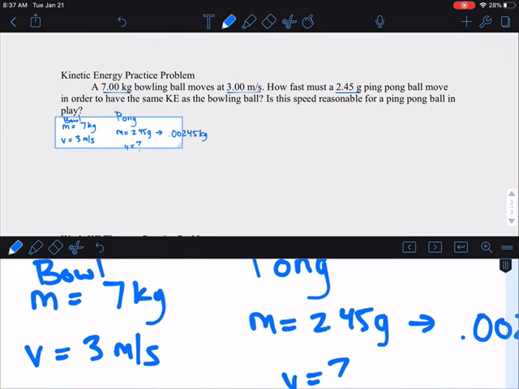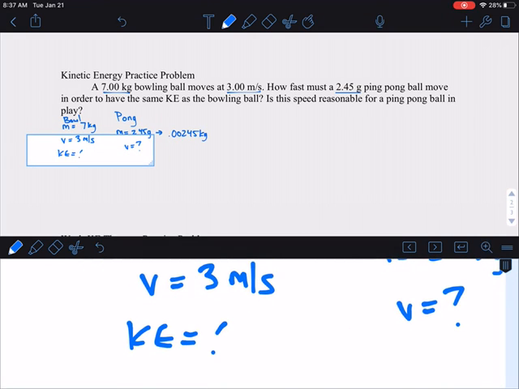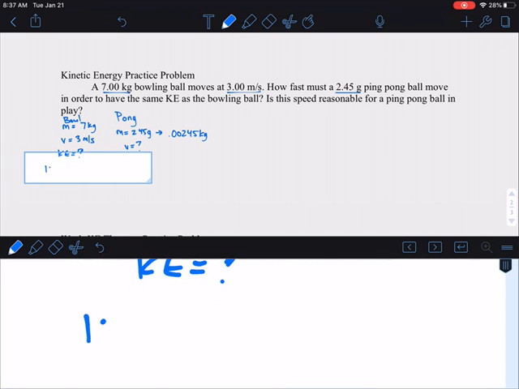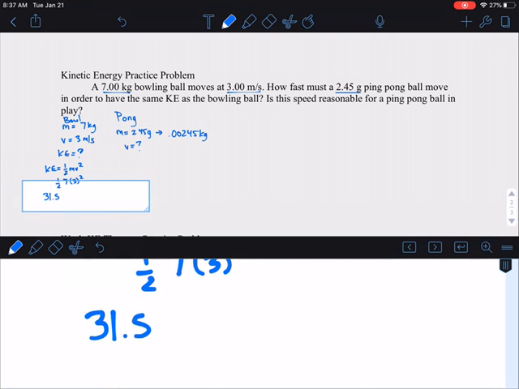To do this problem, I have to figure out the kinetic energy of the bowling ball. We know that the equation is KE equals 1/2 mv squared. Let's plug in and solve: 1/2 of 7 times 3 squared. So we've got 0.5 times 7 times 3 squared equals a kinetic energy of 31.5 joules. So the kinetic energy of this bowling ball is 31.5 joules.